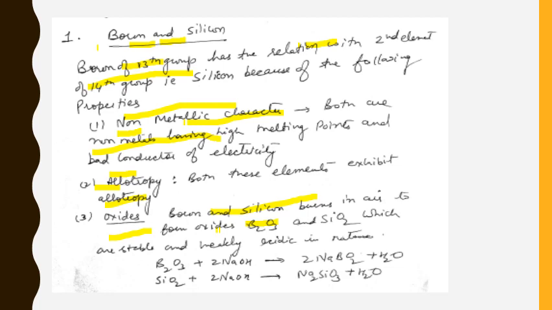As we have seen in the reaction, it is acidic in nature. It reacts with the base NaOH to form the salt sodium borate here, and here SiO2 also reacts with NaOH to form sodium silicate. So the similarity found is that both oxides are acidic in nature and stable.